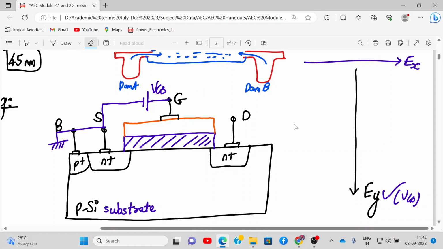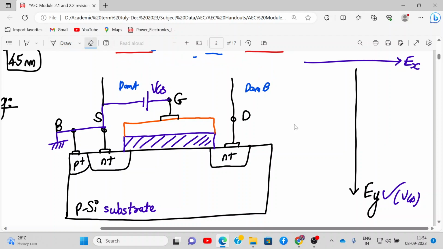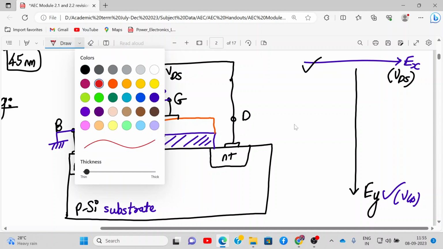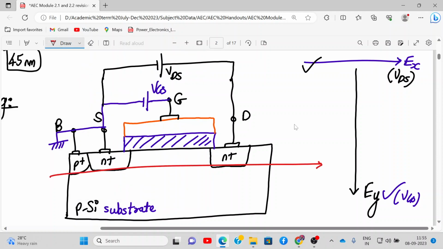Now EX will be responsible whenever we apply a voltage VDS. So I'll rub the above diagram. Now whenever we apply the voltage VDS, drain voltage positive, the electric field which will be active will be EX. So EX is responsible for VDS. This EX electric field will be directed like this.